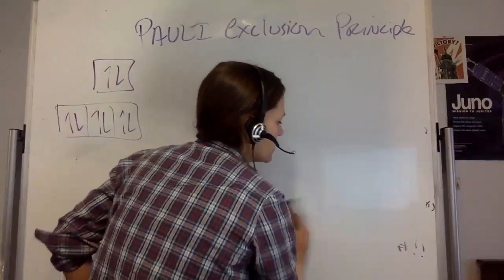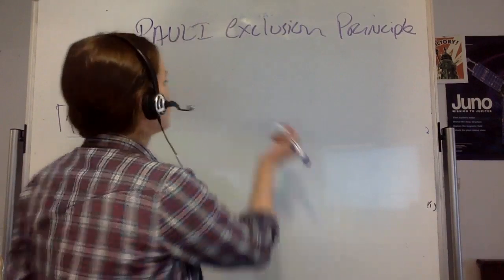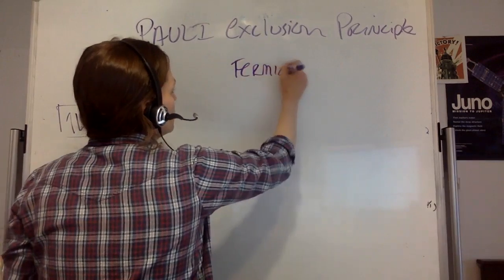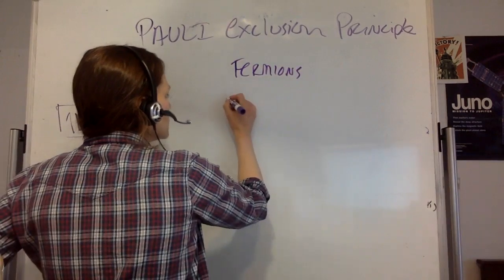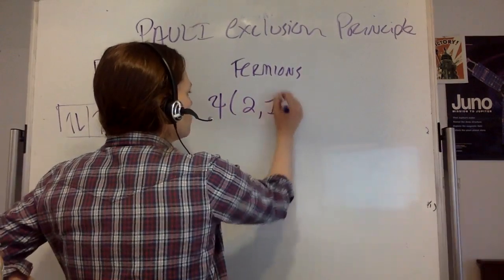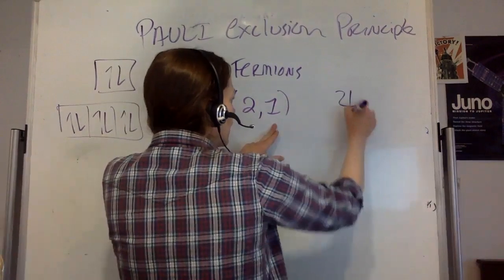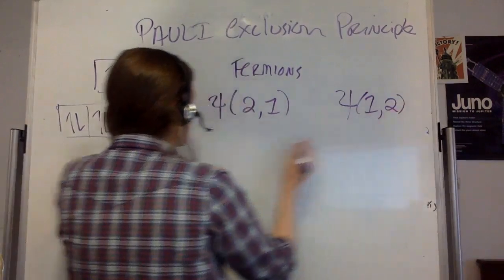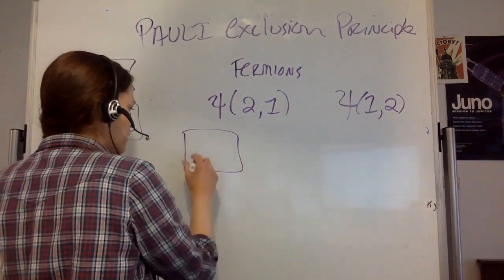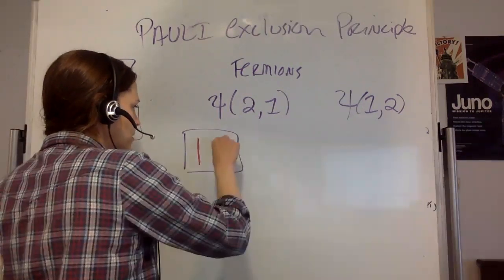He says, okay, first of all, this is for fermions. When you have psi of electron 2 and 1, if you flip these two such that you have psi of 1 and 2, so you have 2 electrons, I'm going to say red electron and black electron.